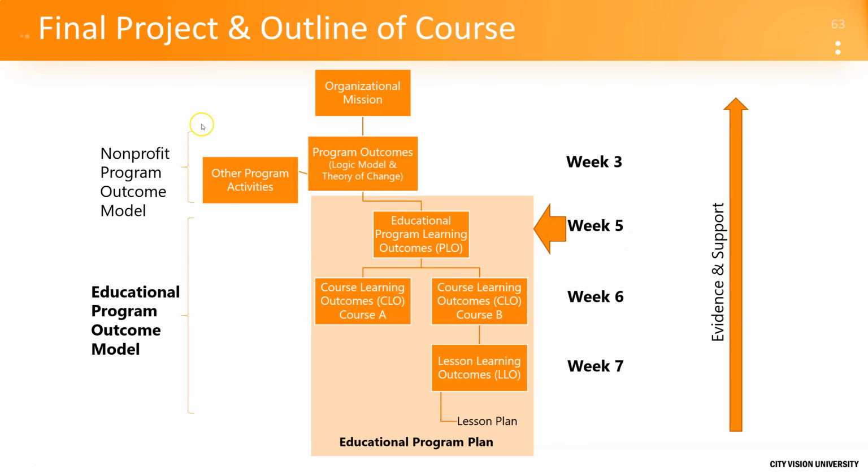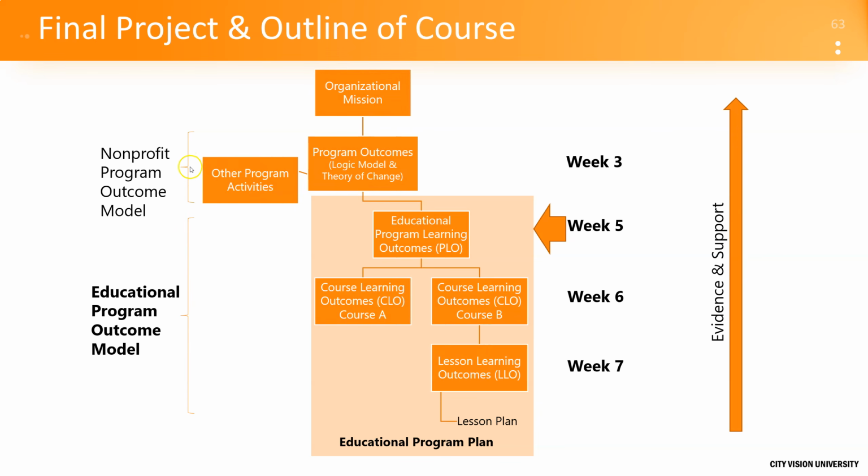Another way to frame this week is, as I explained, we're going through the whole logic model of proving that you're achieving your outcomes and the organizational mission. Two weeks ago in week 3, you focused on the program outcomes with the logic model and theory of change of the program overall. This week we're focusing on what I'm calling the educational program learning outcomes, the subset of program learning outcomes that relates to the educational program. Later, you're going to go through course learning outcomes and lesson learning outcomes.